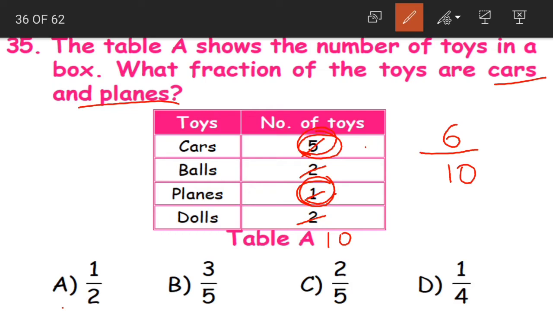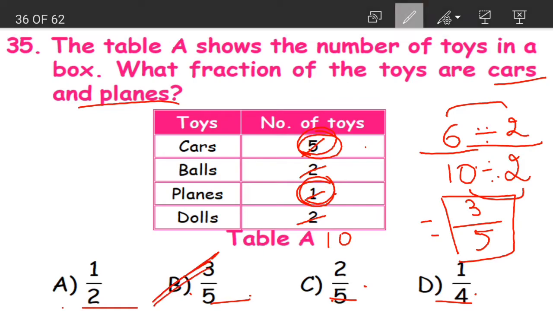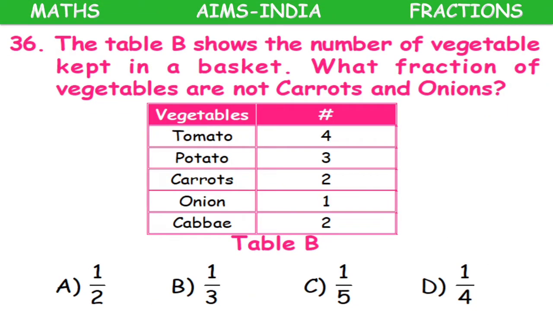6 divided by 10. Now again, if you look at the options, we do not have 6 by 10. But all the numerators and denominators are less than the numerator and denominator we have. So first let us find the equivalent fraction starting from dividing by 2. 6 divided by 2, 3. 10 divided by 2, 5. What is the fraction that we got? 3 by 5. And we have 3 by 5 in the options. So that becomes our correct answer. Option B, 3 by 5 is our correct answer, children.